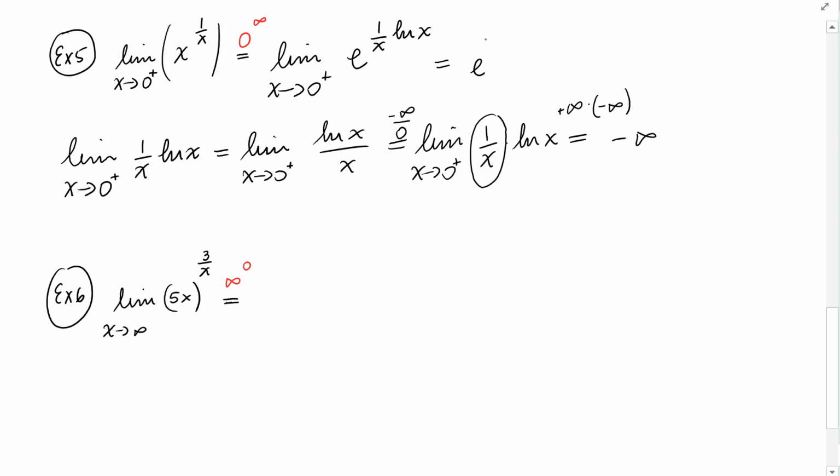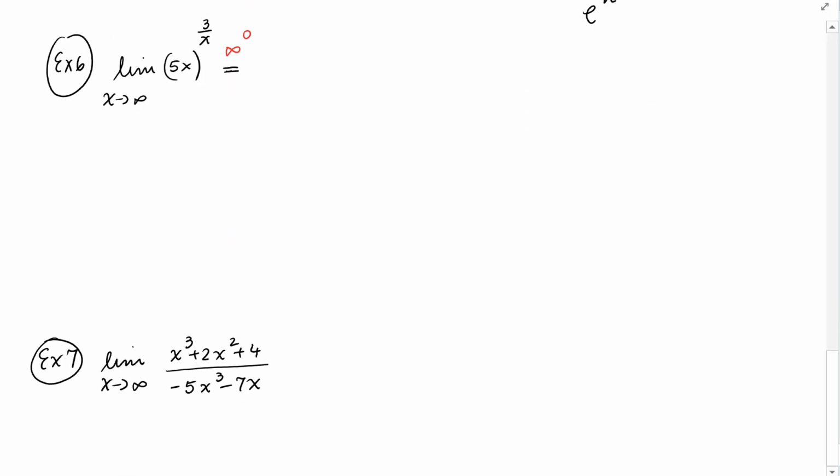So when we go back here, we have e to negative infinity, which is actually 0. Why? Because e to negative n is 1 over e to n. So in our case, it's going to be e to infinity at the denominator, which is infinity, so then we get 0. Let's take a look at another situation.